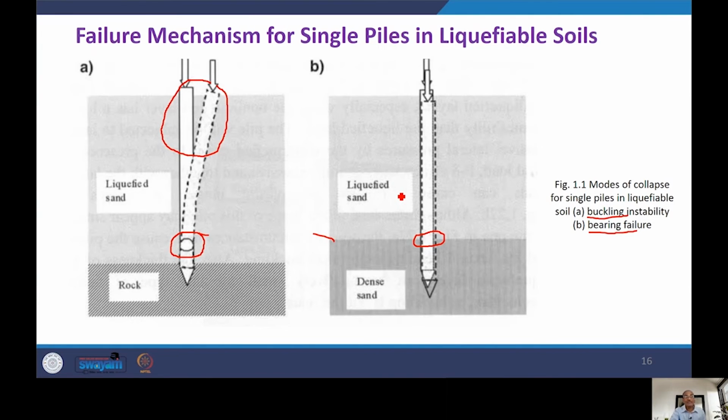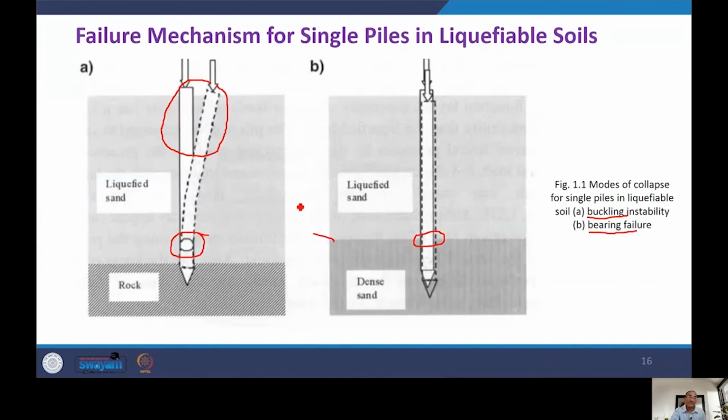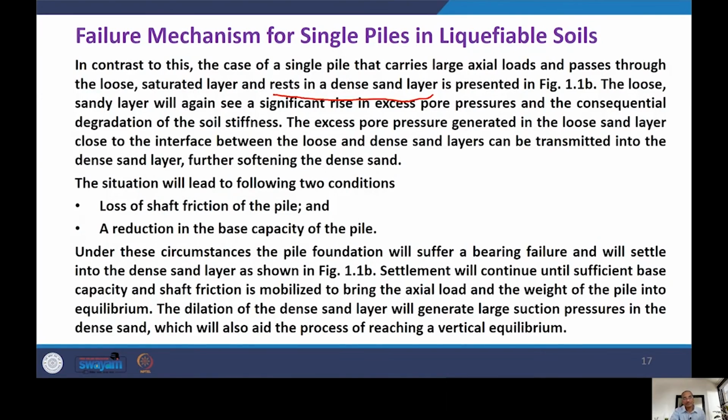And under these circumstances, the pile foundation will suffer a bearing failure and will settle into the dense sand layer, as shown in figure 1.1b. In the earlier case, this was buckling instability. Here the pile will settle. You can see the solid line is the earlier case, while the dotted line is the case after liquefaction. So this is going down, and there is a problem of settlement as well as a problem of bearing pressure.